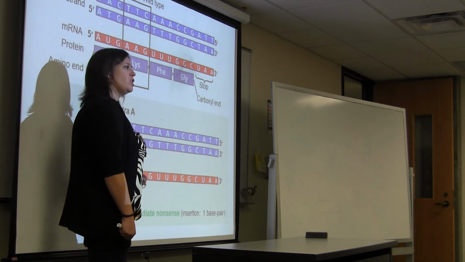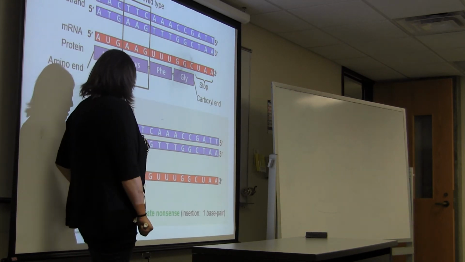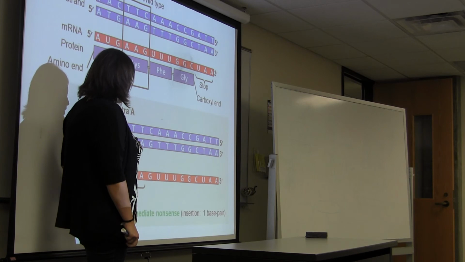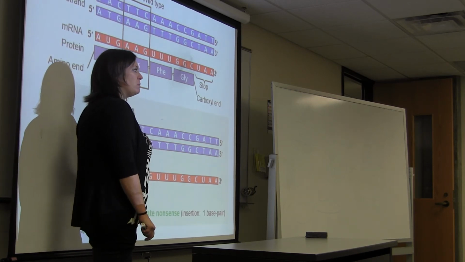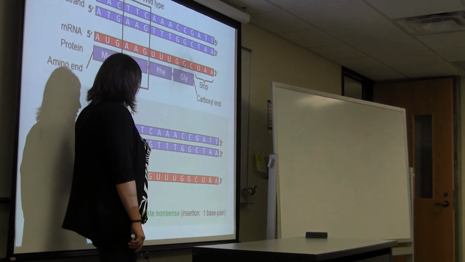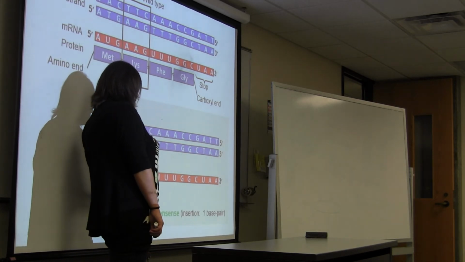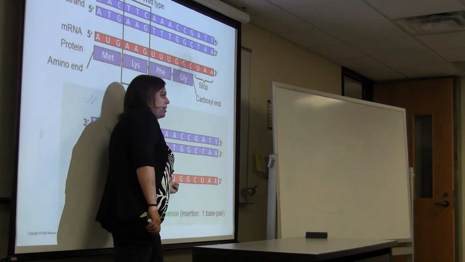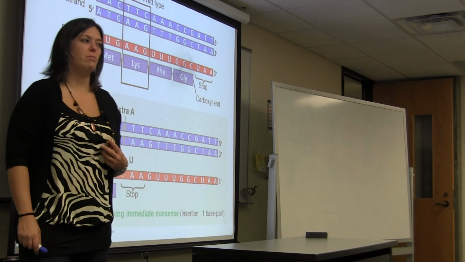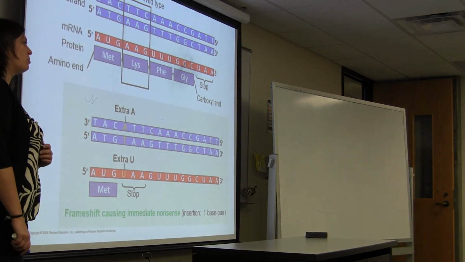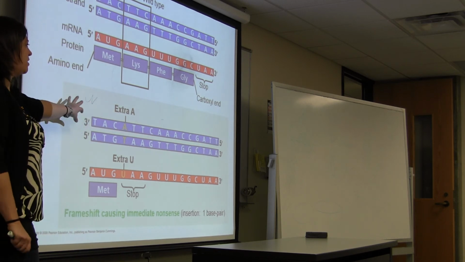You could have a frame shift leading to a missense mutation. You could have a frame shift leading to all sorts of different things happening. But frame shifts are bad because, again, now that this codon has been messed up, that's going to mess up that codon and that codon and that codon. So normally when a frame shift mutation occurs, you're going to be completely messing up your protein and how it's made. Now this is looking at an insertion.